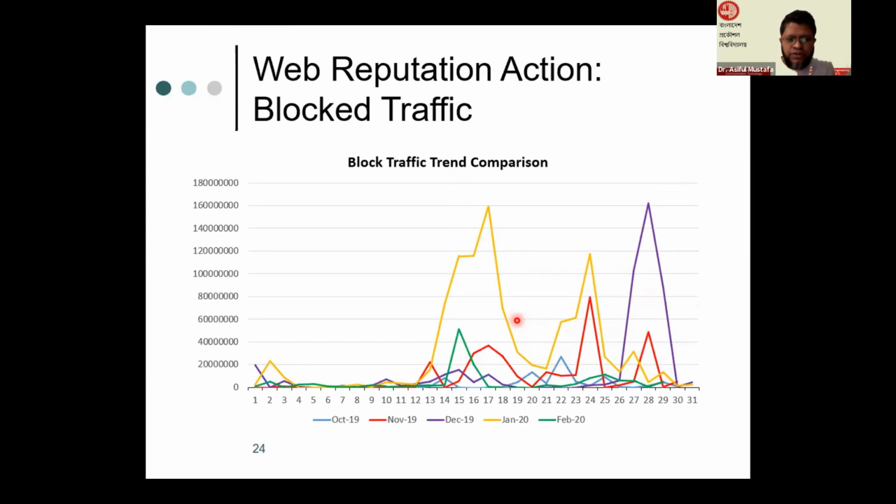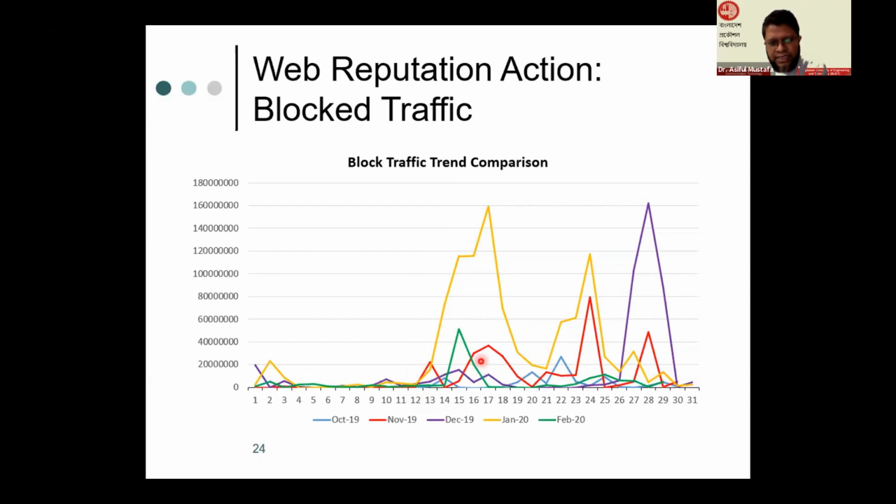So this shows the traffic trend in terms of days. The x-axis is days from 1 to 31. We're trying to show how much traffic is blocked in a particular day period. Before, we saw it for the whole month period. As we can see, in January we have a lot of blockage.